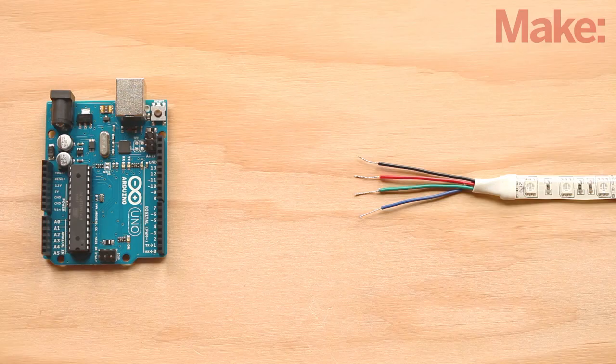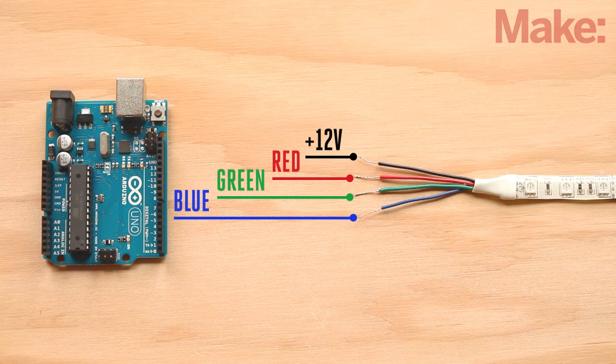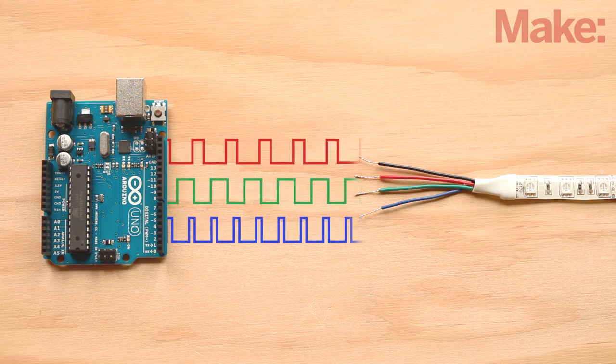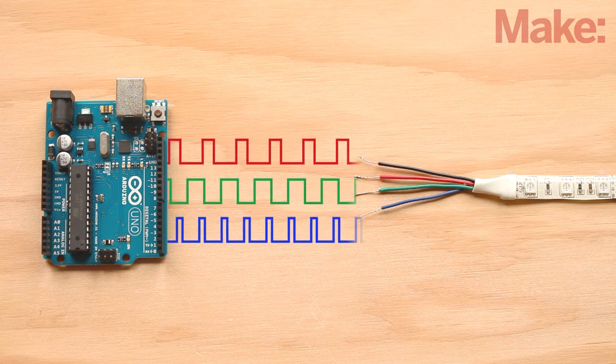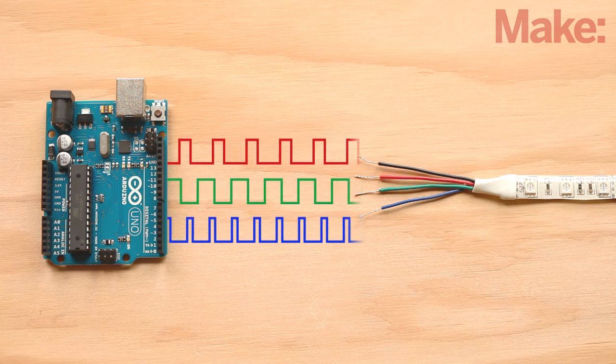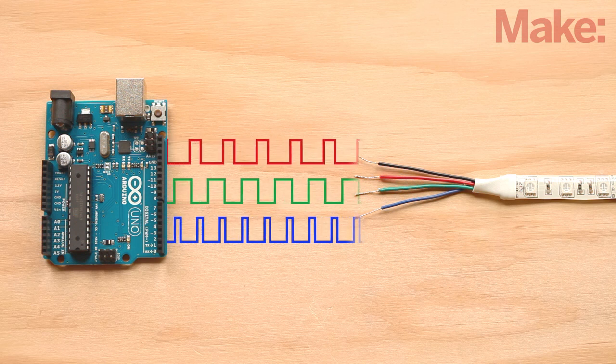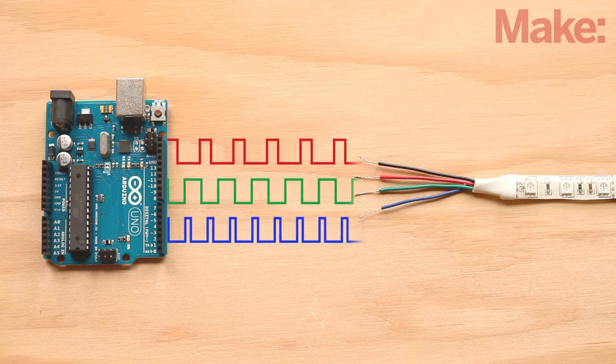To begin, let's take a look at the wires on one of the RGB LED strips. These strips have four wires, one for power and one wire for each of the red, green, and blue control signals. Using the Arduino to generate pulse width modulation signals on each of those control lines allows you to modulate the brightness of each color, so you can mix them to create any color in the spectrum.